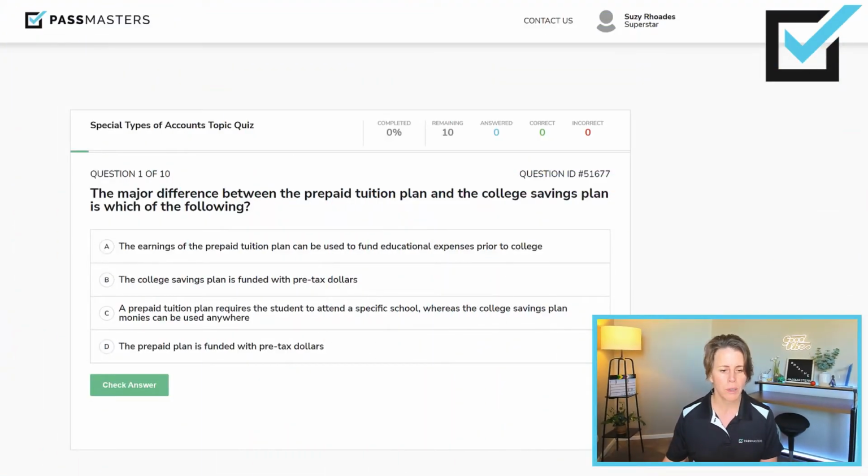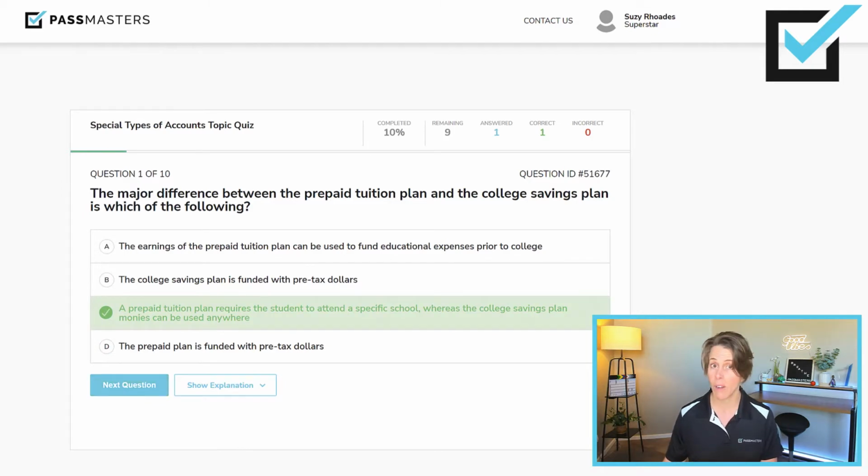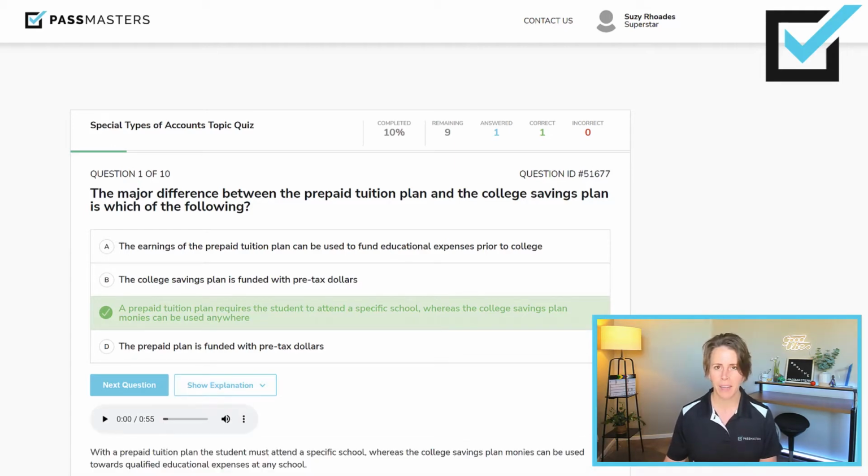So the major difference. Within our learning management system, you're going to click what you believe is the correct answer, click check answer, and we are right. We got a green check mark. For all of our questions, you can click show explanation. You have a written out explanation. You can also listen to an audio explanation. We've done that with every one of our questions within the securities courses.